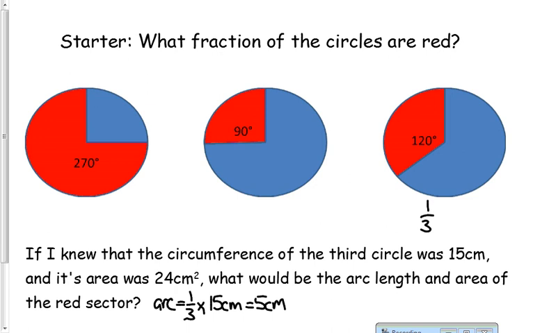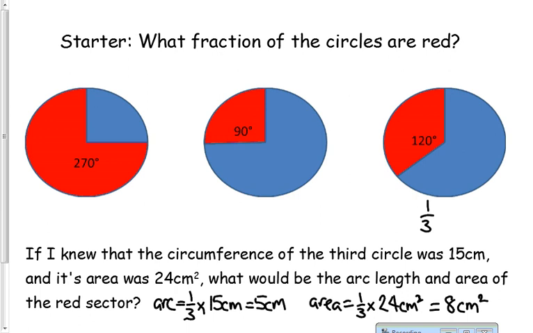And the sector area, so my area is going to be 1/3 of the total area of the circle, which is 24 centimetres squared. So it's 1/3 of 24, which is 8 centimetres squared.